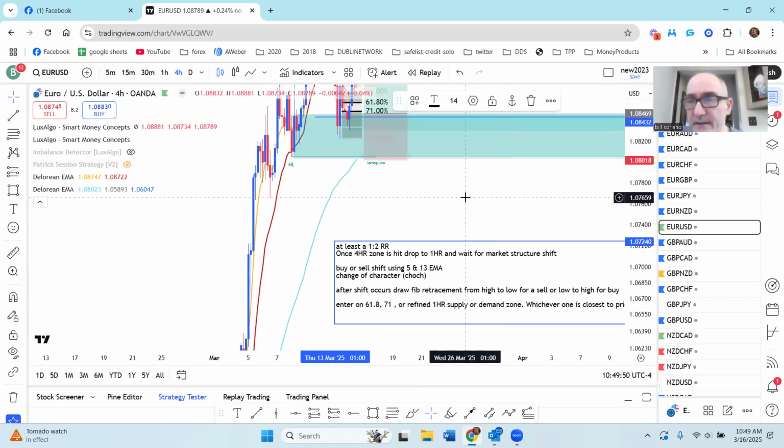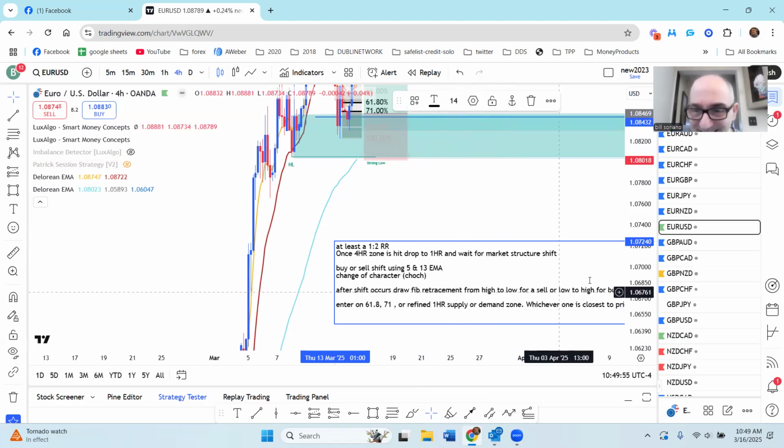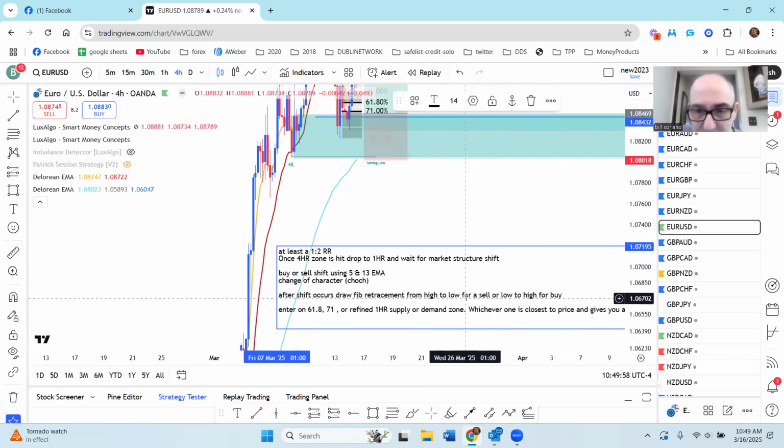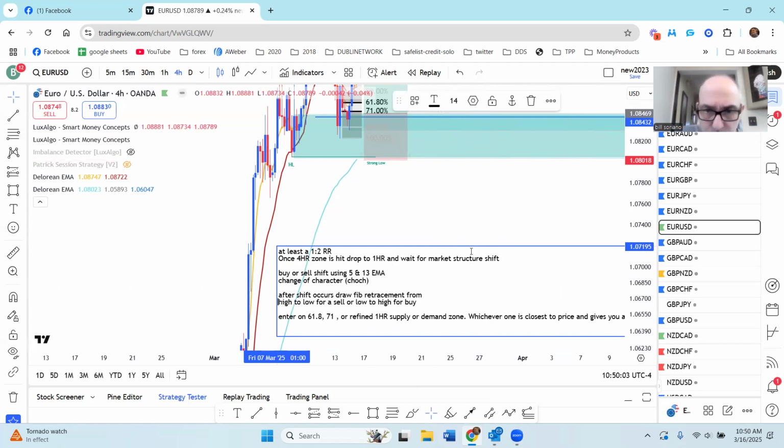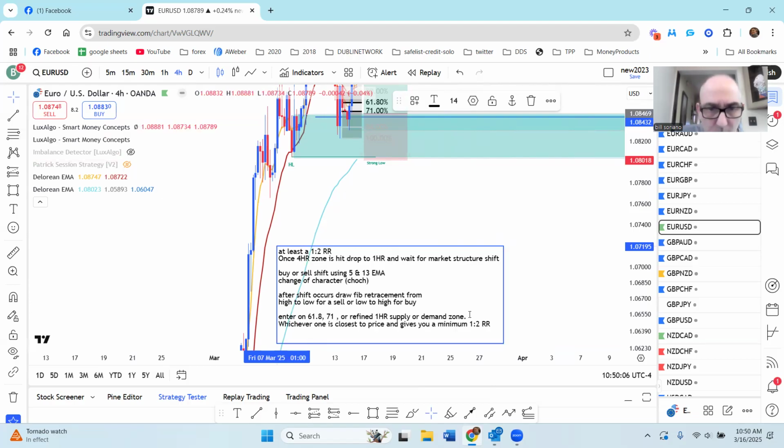Okay, so this is what it looks like. Again, you want to have at least a 1 to 2 risk to reward ratio. I have that here twice. Okay, let me see what we got here. So once the 4-hour zone is hit, we drop to the 1 hour and we wait for a market structure shift. Okay, so that market structure shift can come in the form of a buy or sell shift using your 5 and 13 EMA, or a change of character, okay, with the indicator. Change of character on indicator.